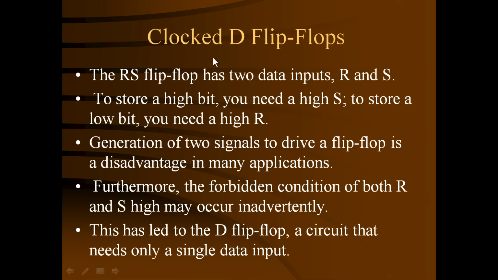So we are learning now the clock D flip-flops. The RS flip-flop has two data inputs, R and S. To store a high bit, that is 1, you need a high S, and to store a low bit, you need a high R. Generation of two data signals to drive a flip-flop is a disadvantage in many applications. Furthermore, the forbidden condition of both R and S high may occur inadvertently. This has led to the D flip-flop, a circuit that needs only a single data input.